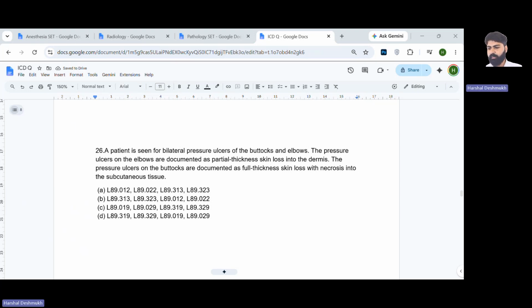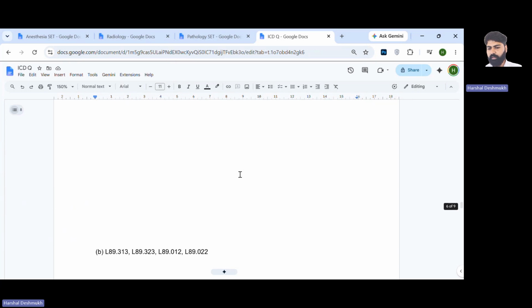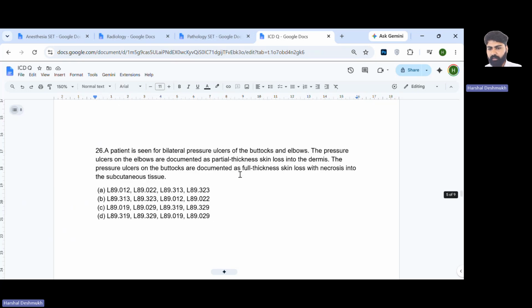All right, the correct answer to this question is option B, that is L89.313, L89.323. All right, I think with these two ICD codes, you've nailed your answer among the four options.